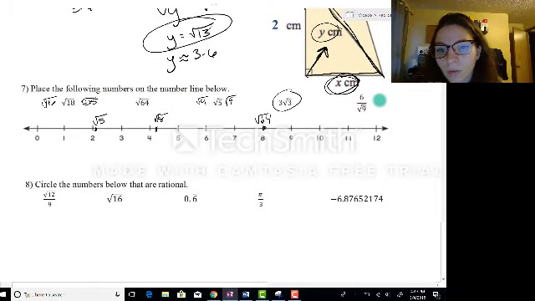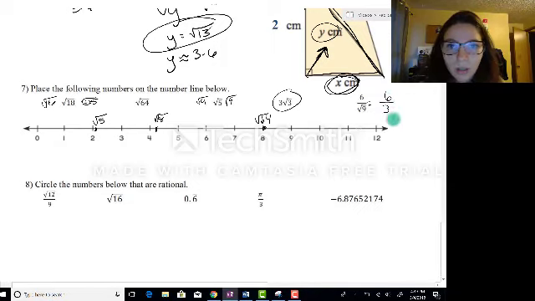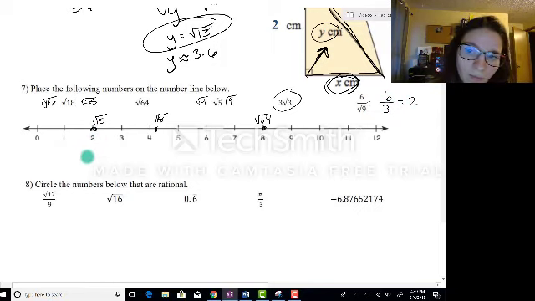6 over the square root of 9. So I told my students just take it one thing at a time. So how can we reduce this? How can we make it more simple? Okay, the square root of 9 ends up being 3 under 6, and that reduces down to 2. So 6 over the square root of 9 is 2.